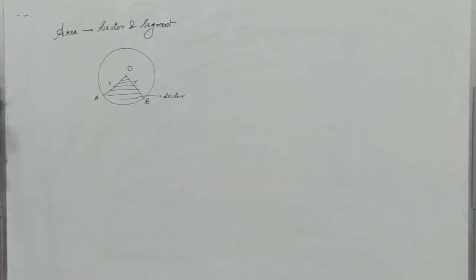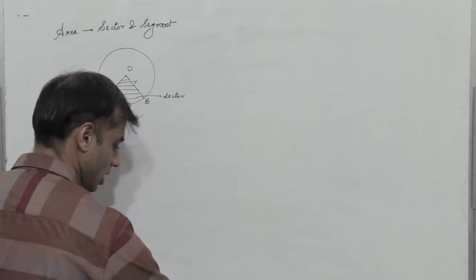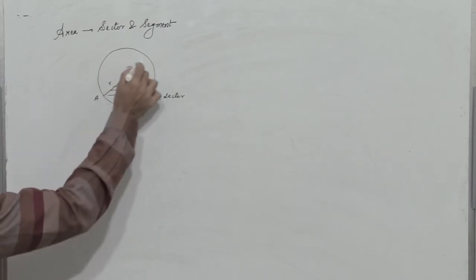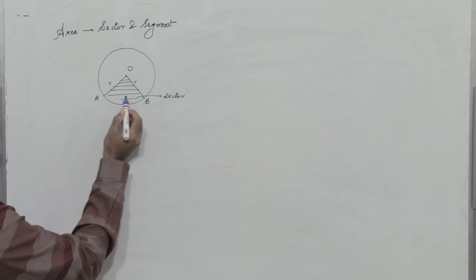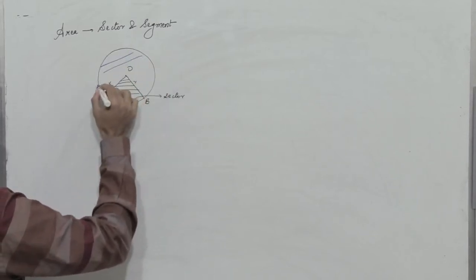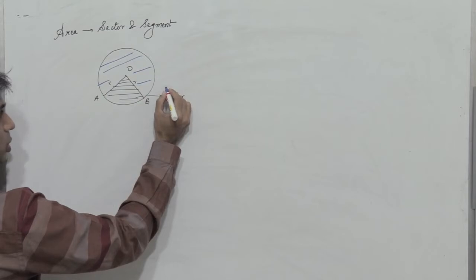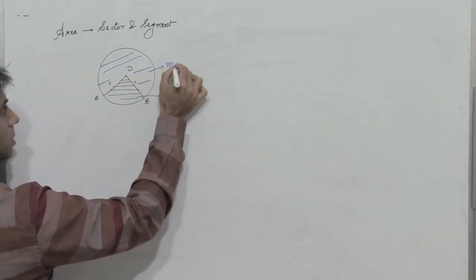And now we define what is a major sector and what is a minor sector. Now this region is of course much smaller when compared to this entire region. So this region shaded in black is referred to as a minor sector and this is referred to as a major sector.